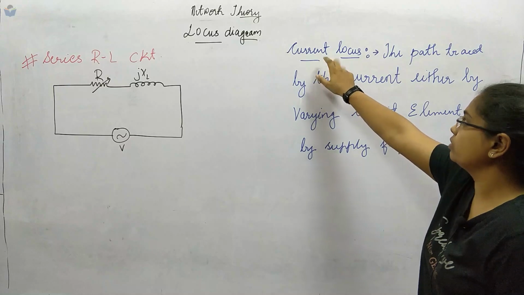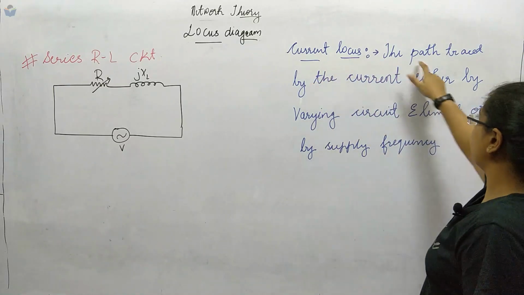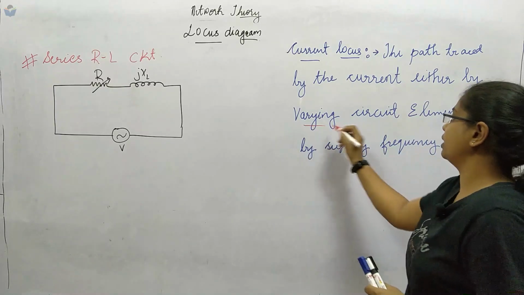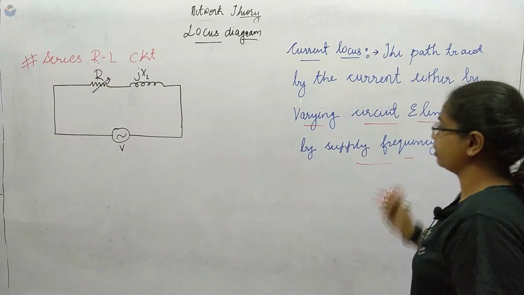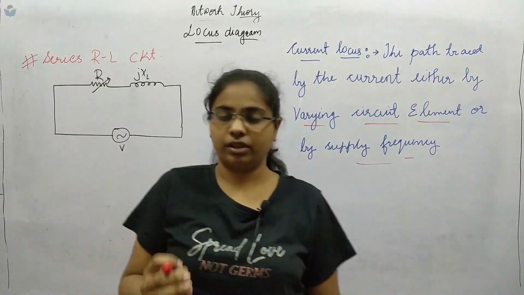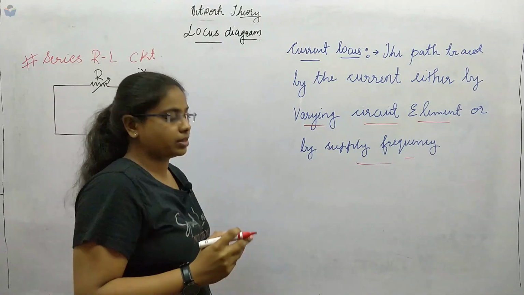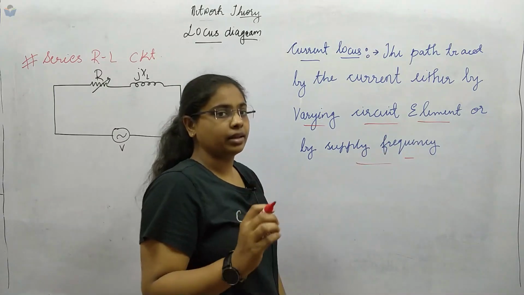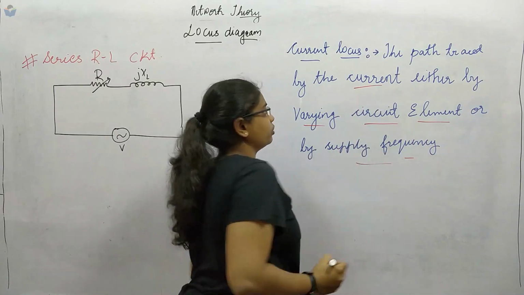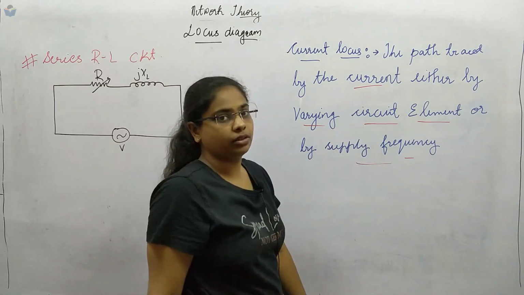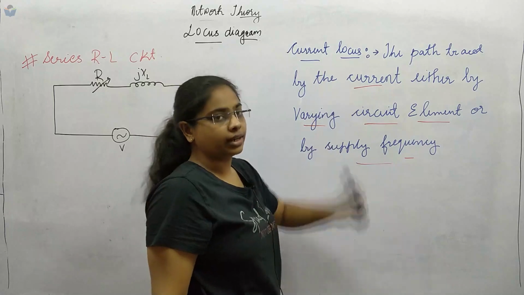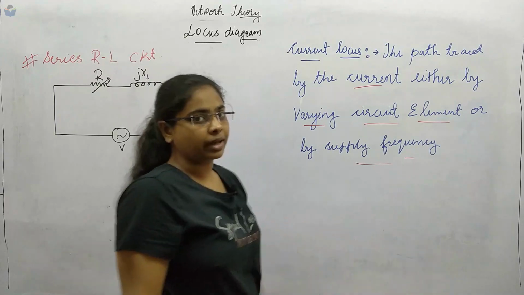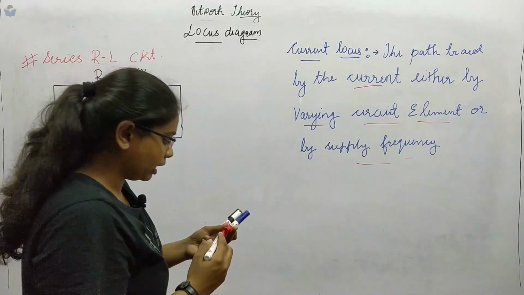Now the definition for the current locus: the path traced by the current by varying a circuit element or the supply frequency. In control system you will vary only the supply frequency and plot the graph of magnitude versus phase angle. Here you can vary the supply frequency as well as any circuit element. What do you trace here? The current path, which we call the current locus. How do you trace it? By varying the circuit element or the supply frequency. That is the definition for the current locus.